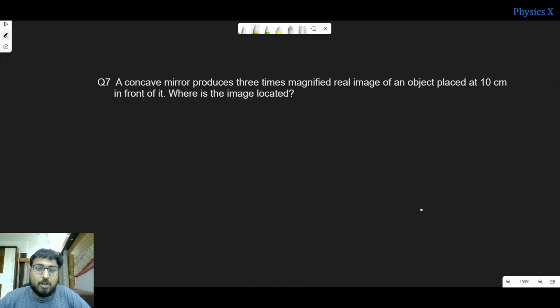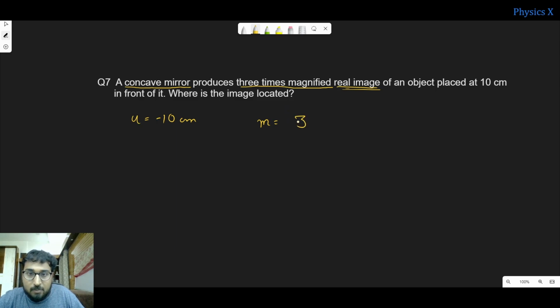A concave mirror produces 3 times magnified real image of an object placed at 10 centimeter in front of it. So where is the image located? Now what he is telling is that there is a concave mirror, and it is a 3 times magnified real image of an object placed at 10 centimeter. So what do you understand from this? That is, your object distance is equal to minus 10 centimeter, right? And what is magnification? Magnification is 3 times.